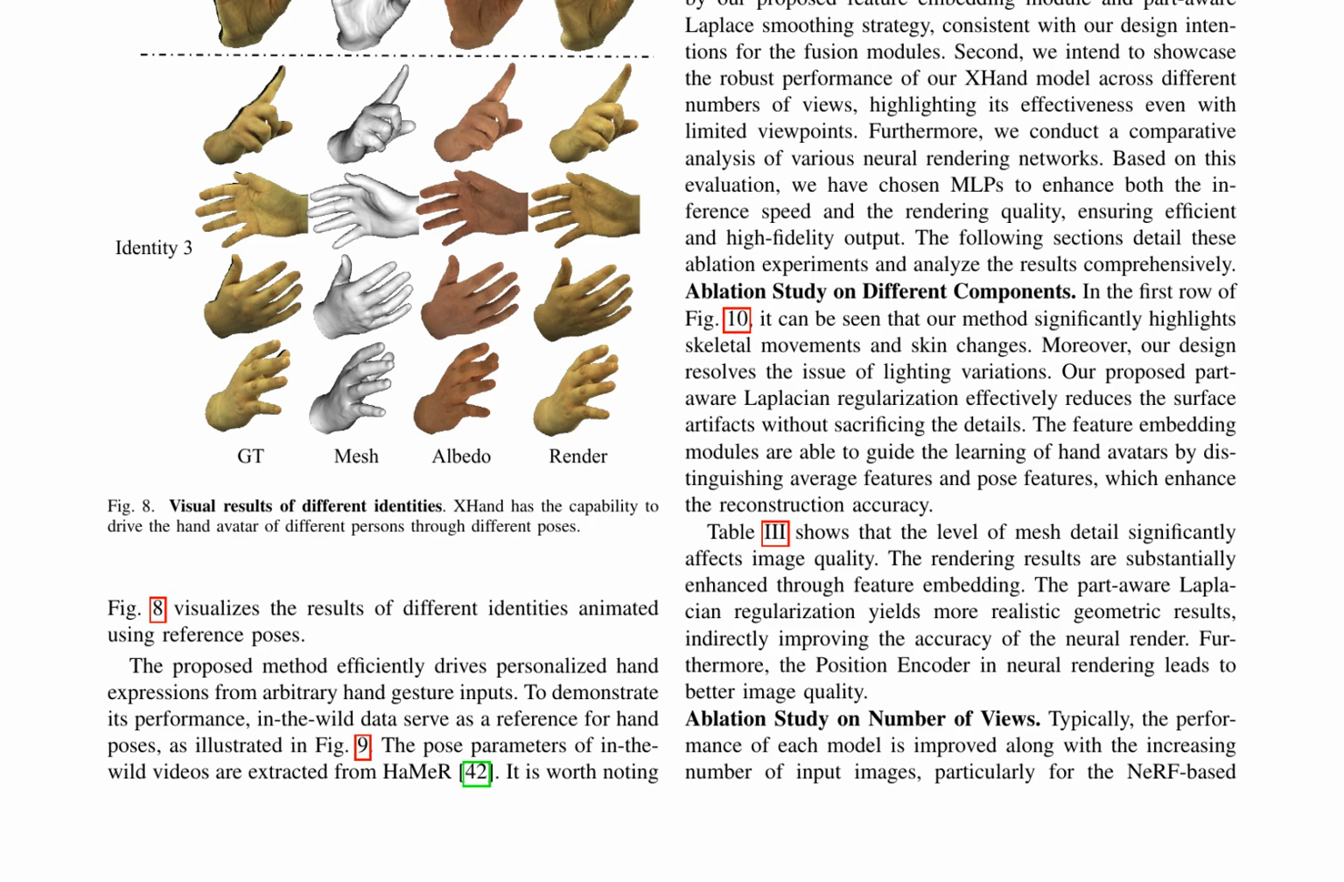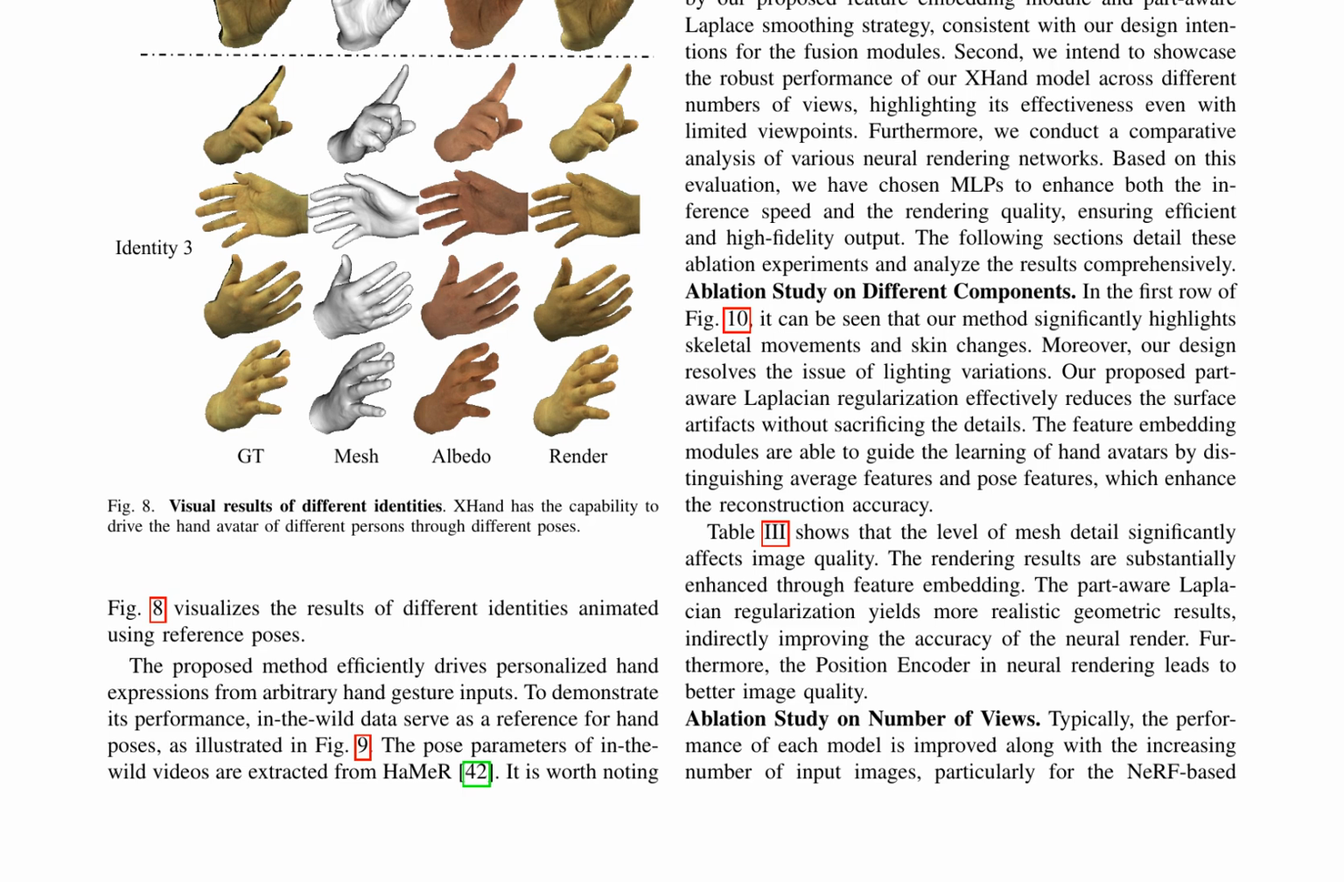The XHand method outperforms other neural rendering networks in terms of both performance and efficiency. The use of multilayer perceptrons, MLPs, enhances inference speed and rendering quality, ensuring efficient and high-fidelity output. The ablation study highlights the contributions of various modules and settings within the XHand framework, demonstrating the effectiveness of the proposed feature embedding module, part-aware Laplace smoothing strategy, and position encoder.